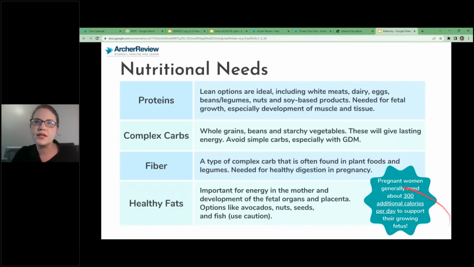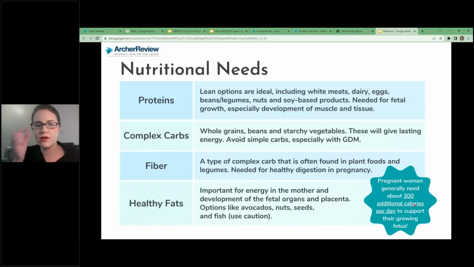And generally, pregnant women need about an extra 300 calories per day to support their growing fetus. We used to, way back in the day, say, oh, you're pregnant, you're eating for 2. No, you're not eating for 2, you're eating for 1 plus a fetus. So you really only need 300 extra calories a day. As the pregnancy continues, the caloric needs do go up with time. And just so you know too, depending on your starting weight, how much you take in extra changes.